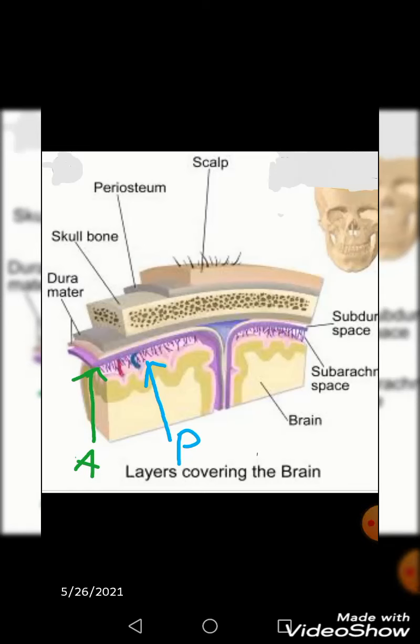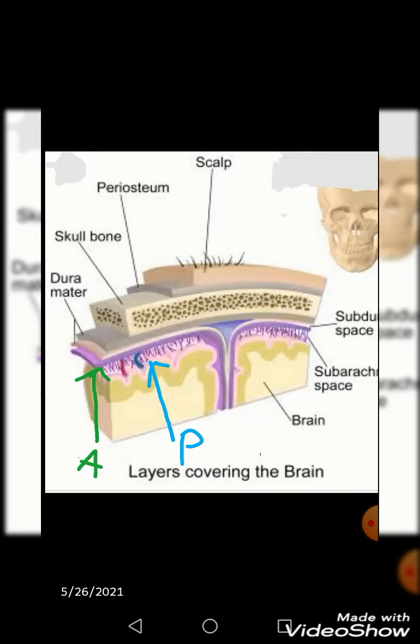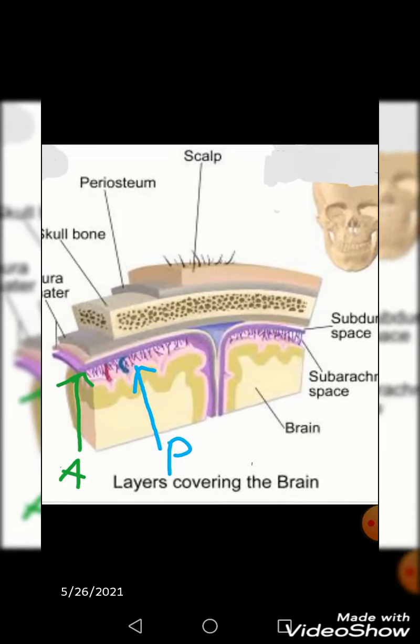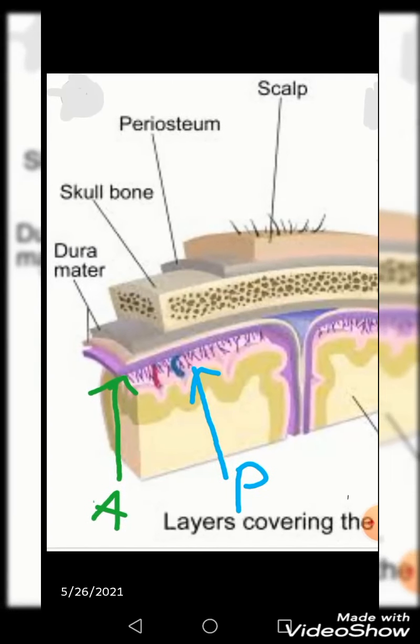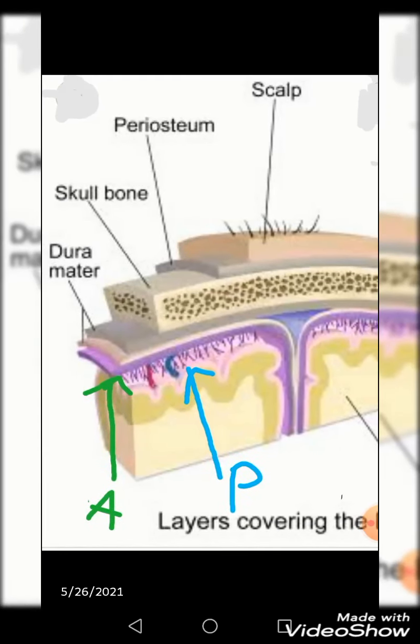You see from the top that there lies the scalp with the hairs on it. Then you can see the periosteum next to it. Then comes the skull bone. Now we have to see the three meningeal coverings of your brain, right?